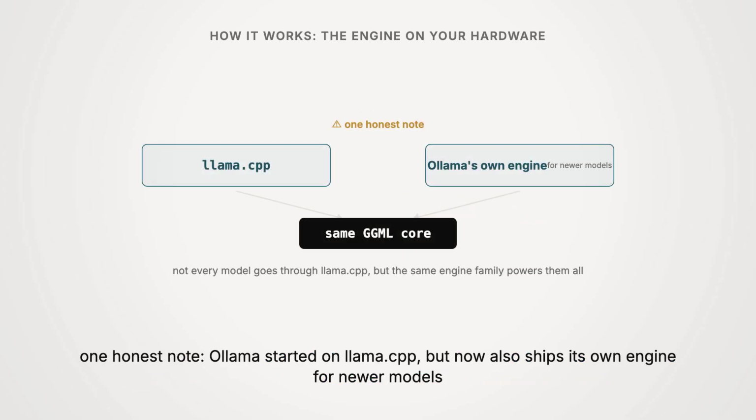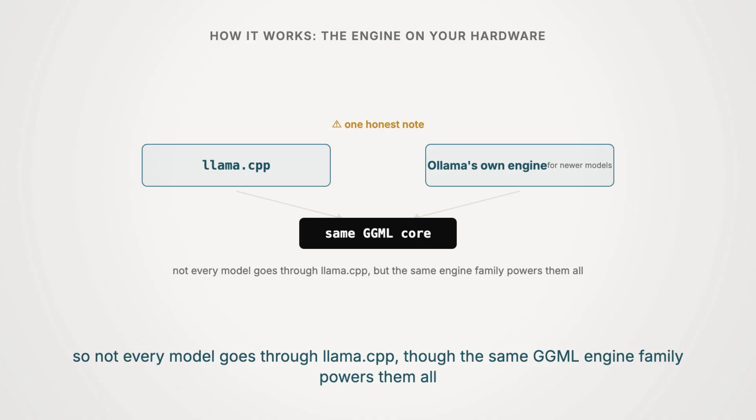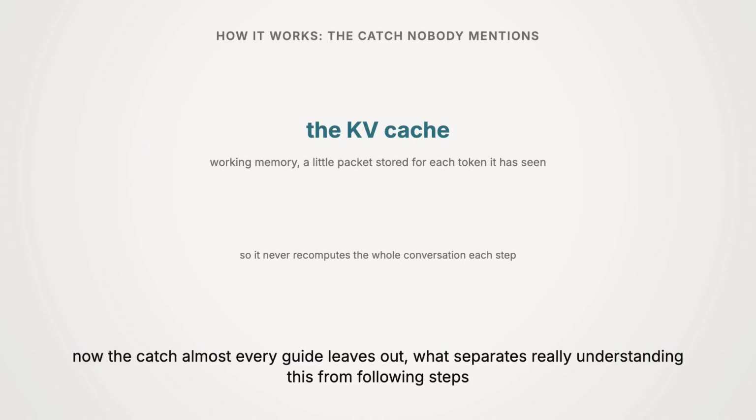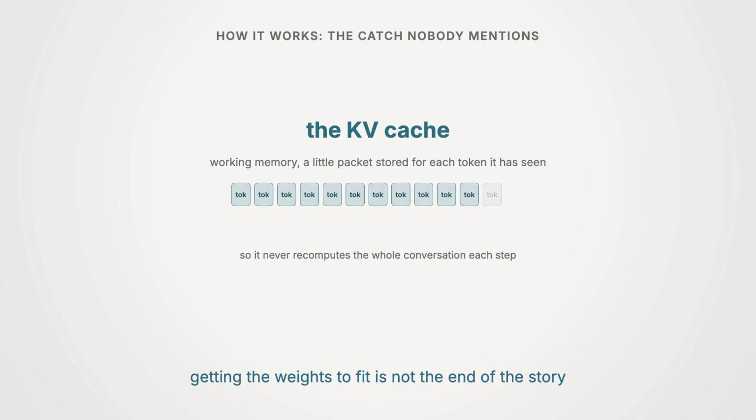One honest note. Ollama started on top of llama.cpp, but it now also ships its own engine for newer models, both built on that same GGML core. So it is not true that every model goes through llama.cpp, though the same engine family powers them all. Now here is the catch almost every guide leaves out, and it is what separates really understanding this from just following steps. Getting the weights to fit is not the end of the story.